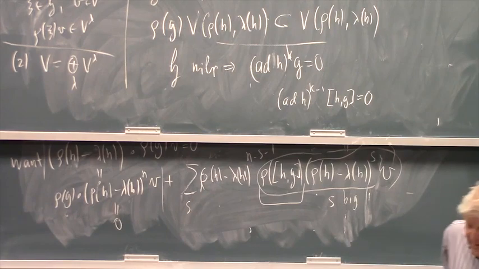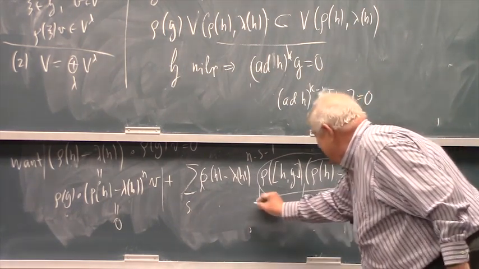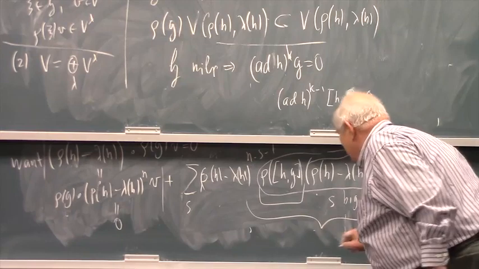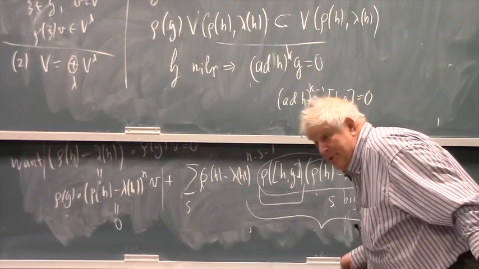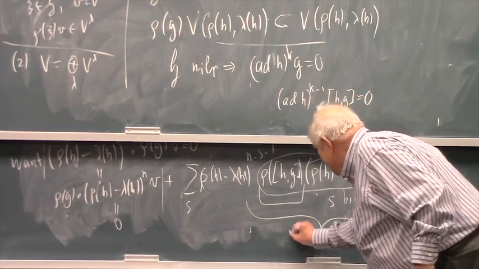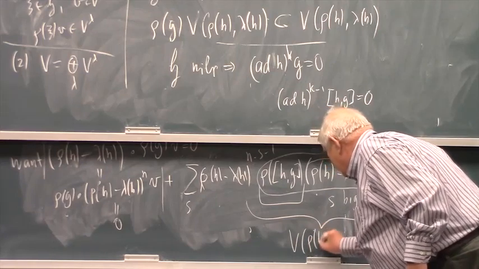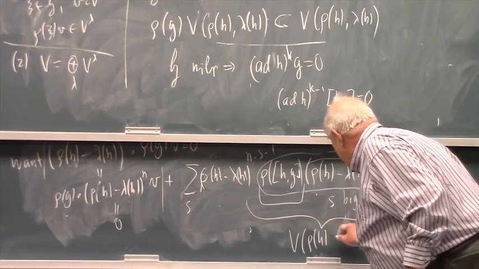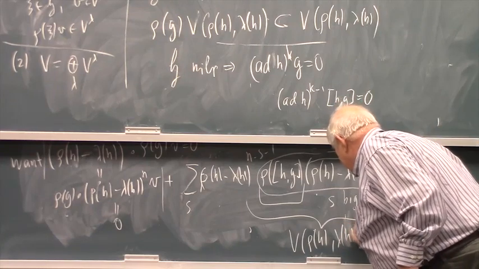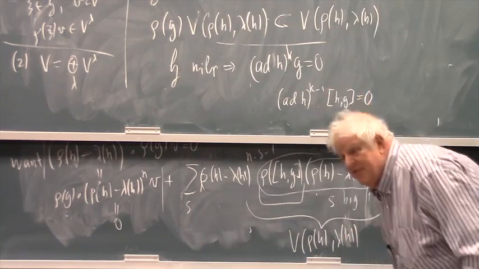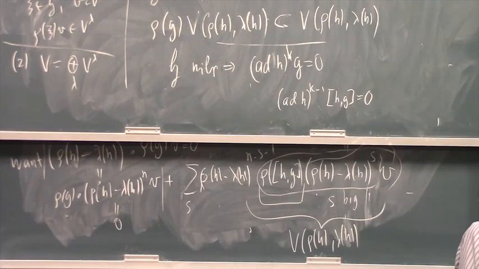So we see that this, if S is not, actually S is arbitrary, this belongs to V rho of H lambda of H. And this is annihilated by this if N is sufficiently big. So S is not so big. This is all, for part 1 of my statement. Okay? So yes, we have a family of representations.